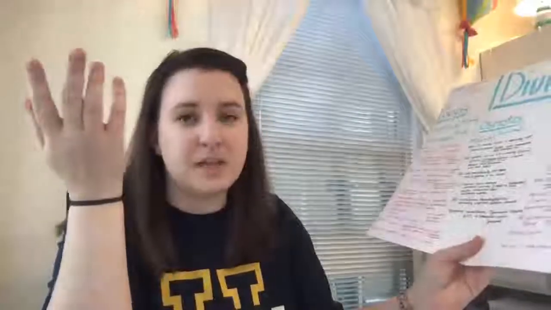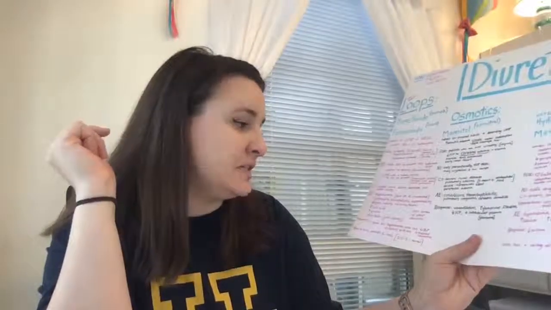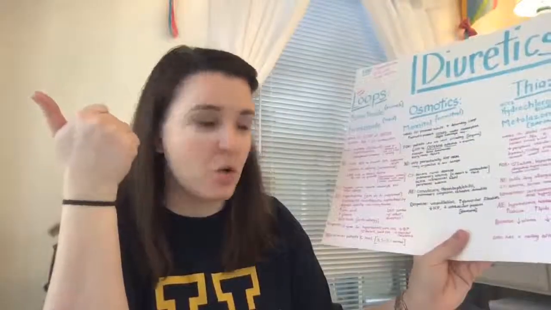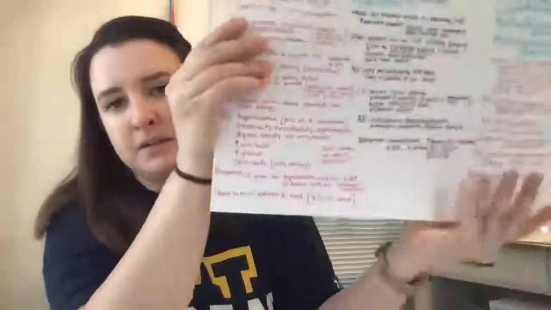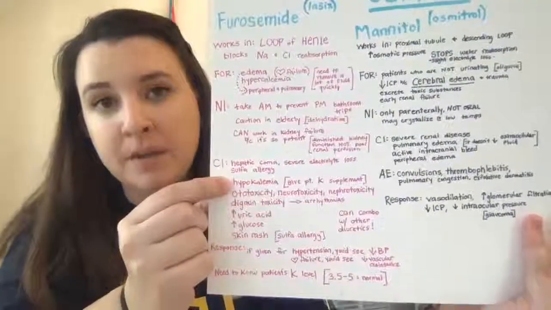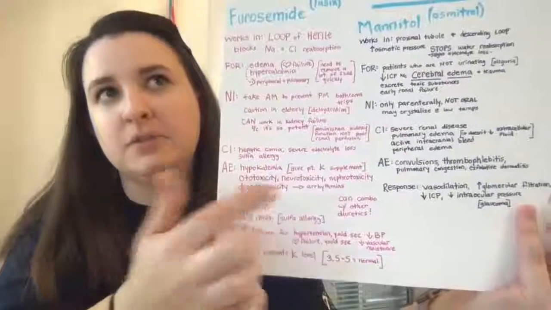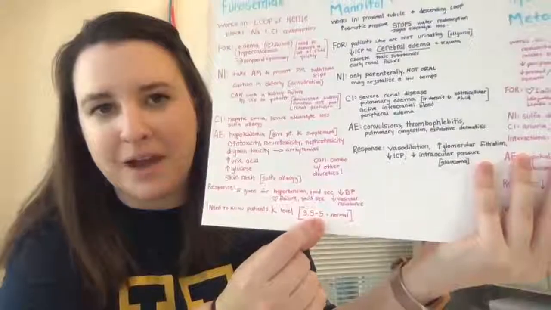The response that you'll see with a loop diuretic is lower blood pressure and lower vascular resistance, especially if you're giving it for hypertension or heart failure. And since we talked earlier about needing to know your patient's potassium level, the normal potassium level is 3.5 to 5. Remember, we have hypokalemia here, which is low potassium. You need to monitor your patient's potassium levels, possibly give them a potassium supplement. The normal range is 3.5 to 5.